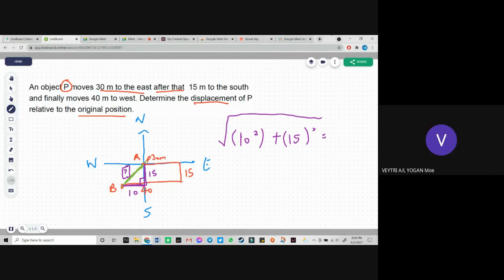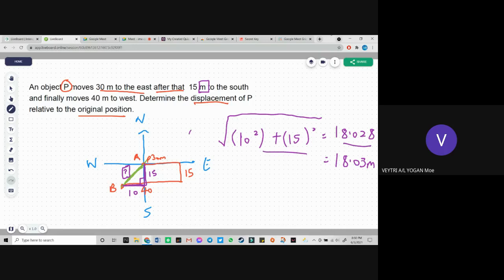$18.028. Okay, 18.028. So, as I said earlier, physics is 2 decimal places, kan? So, 18.03. Don't forget the unit: meter. No unit, no marks. So, meter. Okay. This one is correct. But what does this represent?